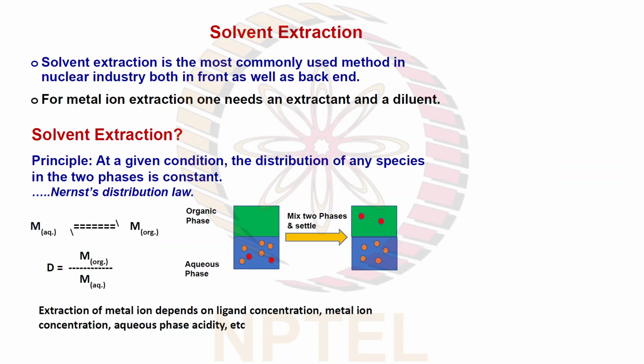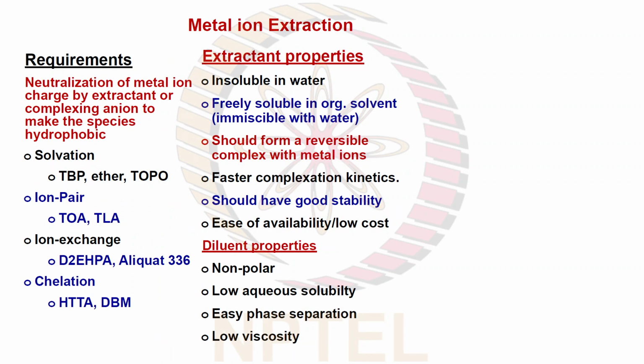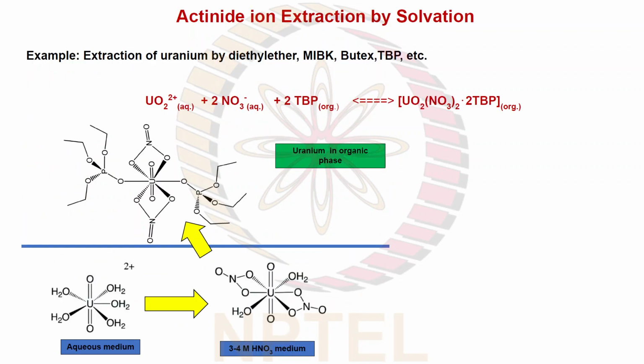Extraction of the metal ion depends on ligand concentration, metal ion concentration, aqueous phase acidity, etc. The requirement is neutralization of the metal ion charge by the extractant, or complexing an ion to make the species hydrophobic. Extractant properties: it is insoluble in water, freely soluble in organic solvent, and should form a reversible complex with metal ions. It should have faster complexation kinetics, lesser stability, ease of availability, and low cost. Diluent properties: it is non-polar, with low aqueous solubility, easy phase separation, and low viscosity.